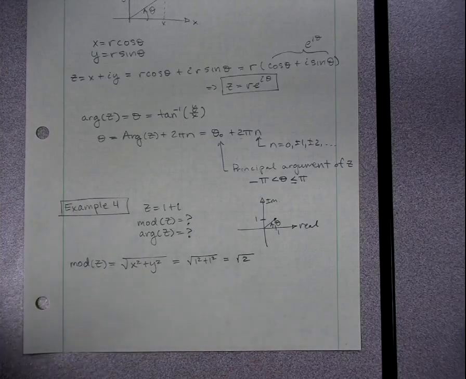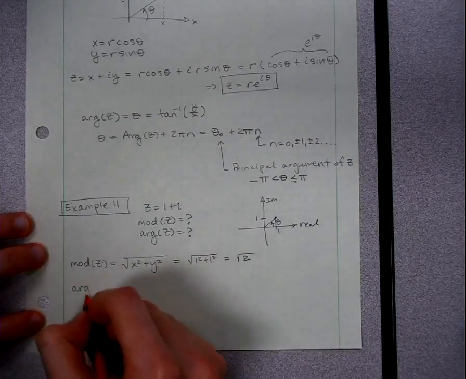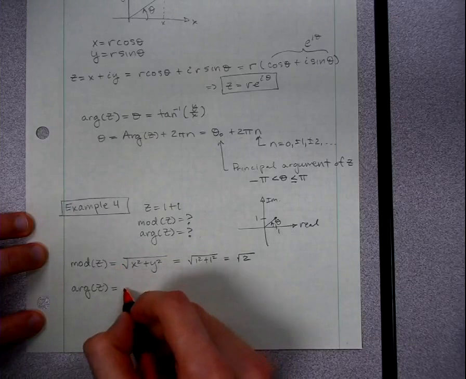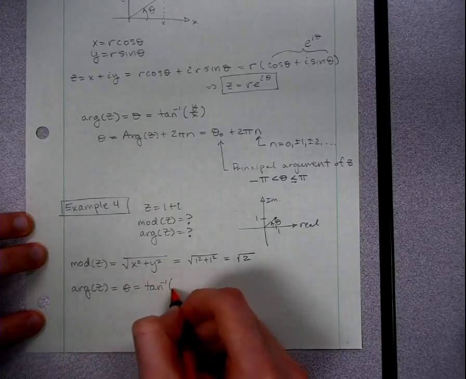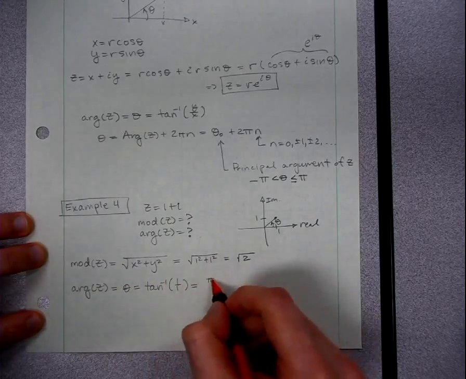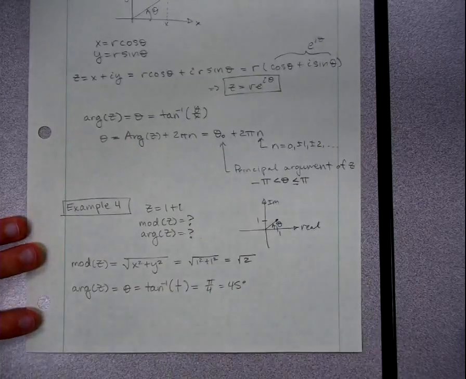So the second part, we're going to find the argument of z. Argument of z equals theta, which equals arctangent of 1 over 1, which equals pi over 4 or 45 degrees.